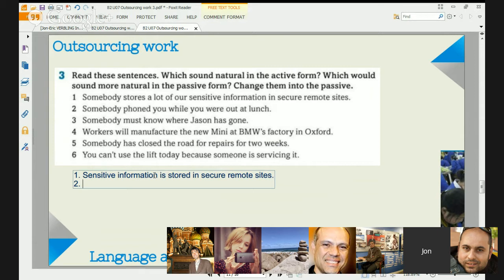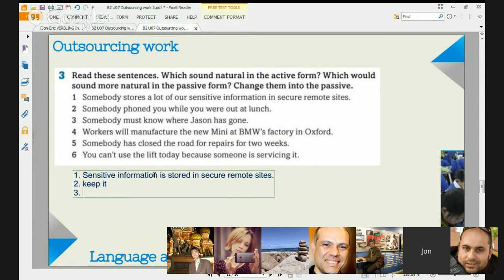Is it possible or impossible to change in this situation? What do you think? I think it's impossible because somebody phoned you. Exactly. There's no way to change it. So we're gonna keep it as it is. There's just no way to say it in the passive voice that I can think of.